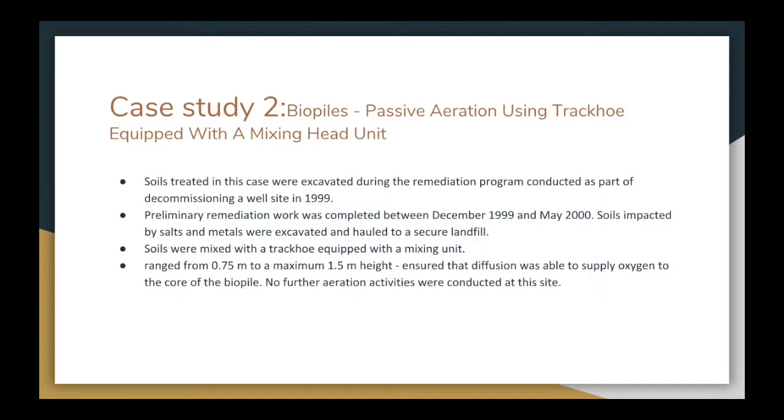Soil samples were collected from the treated area to confirm the success of the remediation program. Soils were mixed with a track hoe equipped with a mixing unit. At the time of mixing, amendments were added to ensure adequate nutrient levels in the soils. Once soils were mixed, the material was placed in biopiles that range from 0.75 meter to a maximum 1.5 meter height. This ensures that diffusion was able to supply oxygen to the core of the biopile.